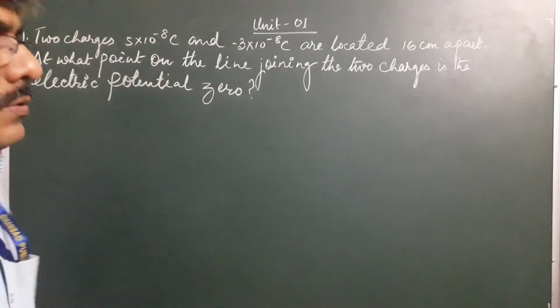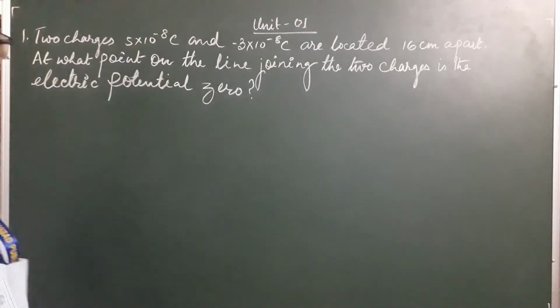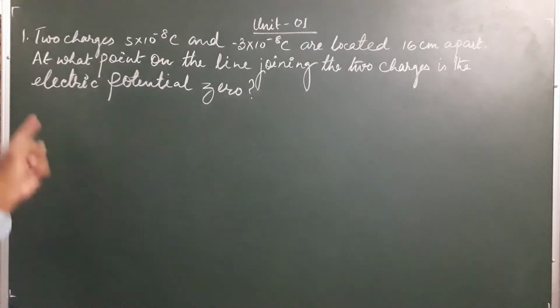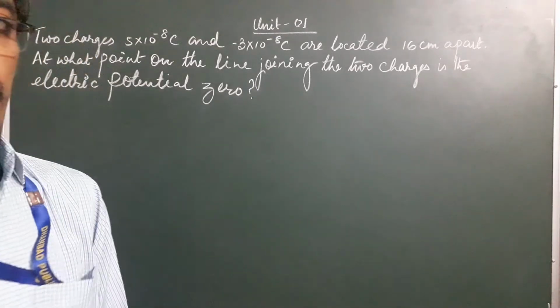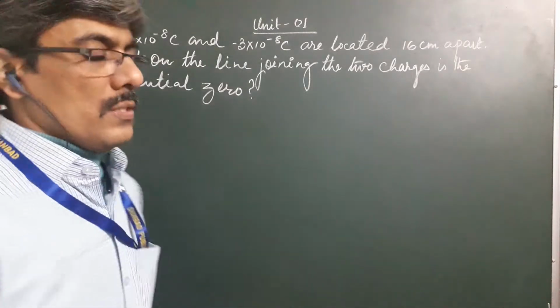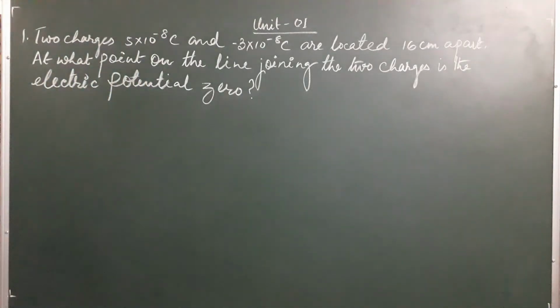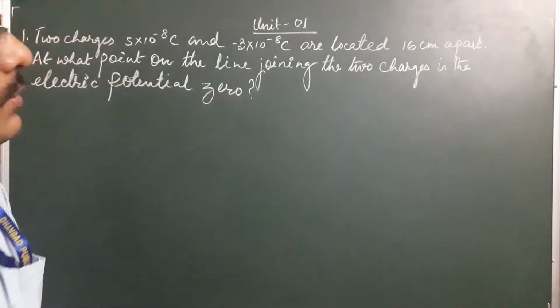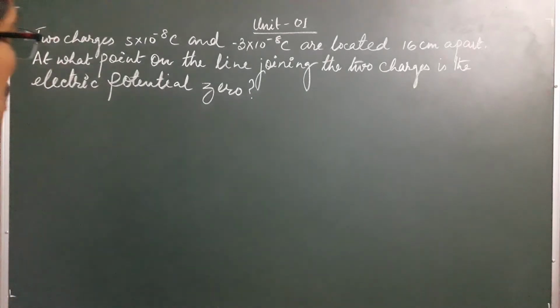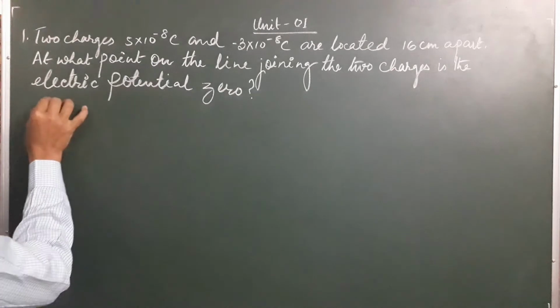Today we shall solve a few questions of Unit 1 Electrostatics. The first question: two charges 5 × 10^-8 coulomb and -3 × 10^-8 coulomb are located 16 centimeters apart. At what point on the line joining the two charges is the electric potential 0? Let us solve this.